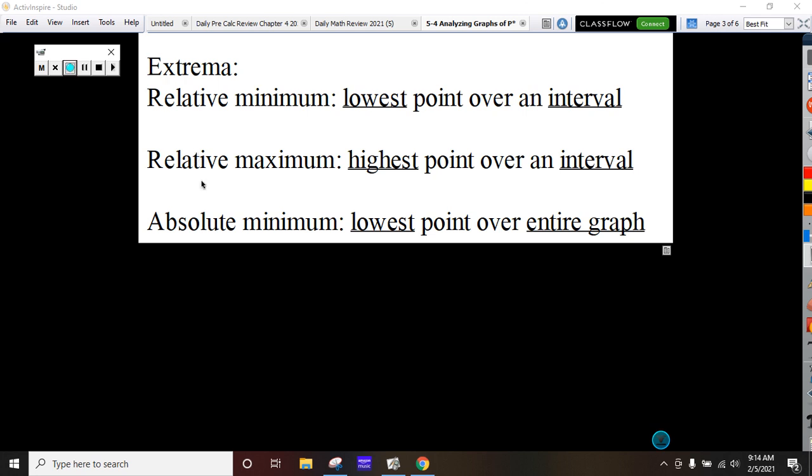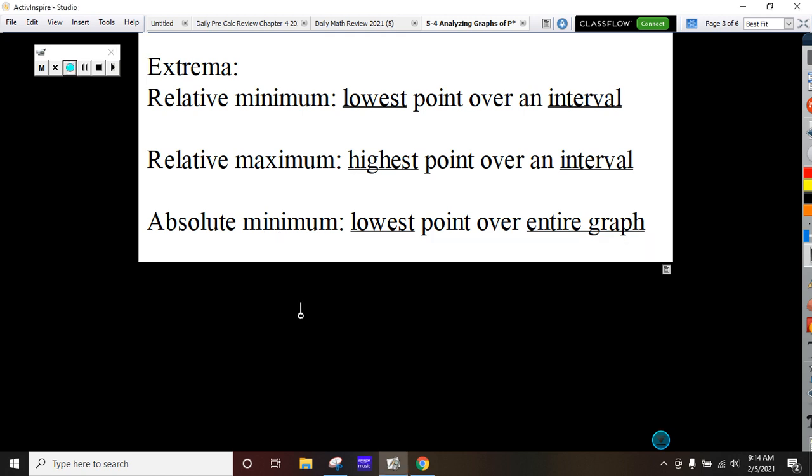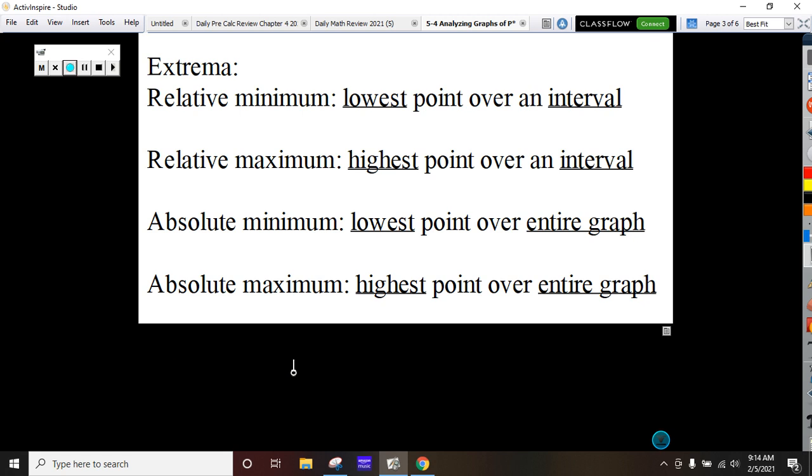So again, if the graph is the lowest the graph will ever go, that is called an absolute minimum. And so then the fourth type is, no surprise, it's an absolute maximum. So if it is the highest the graph ever goes, it's considered absolute. So that's the absolute highest the graph goes. There's no parts of the graph that are higher. Then that's an absolute maximum.